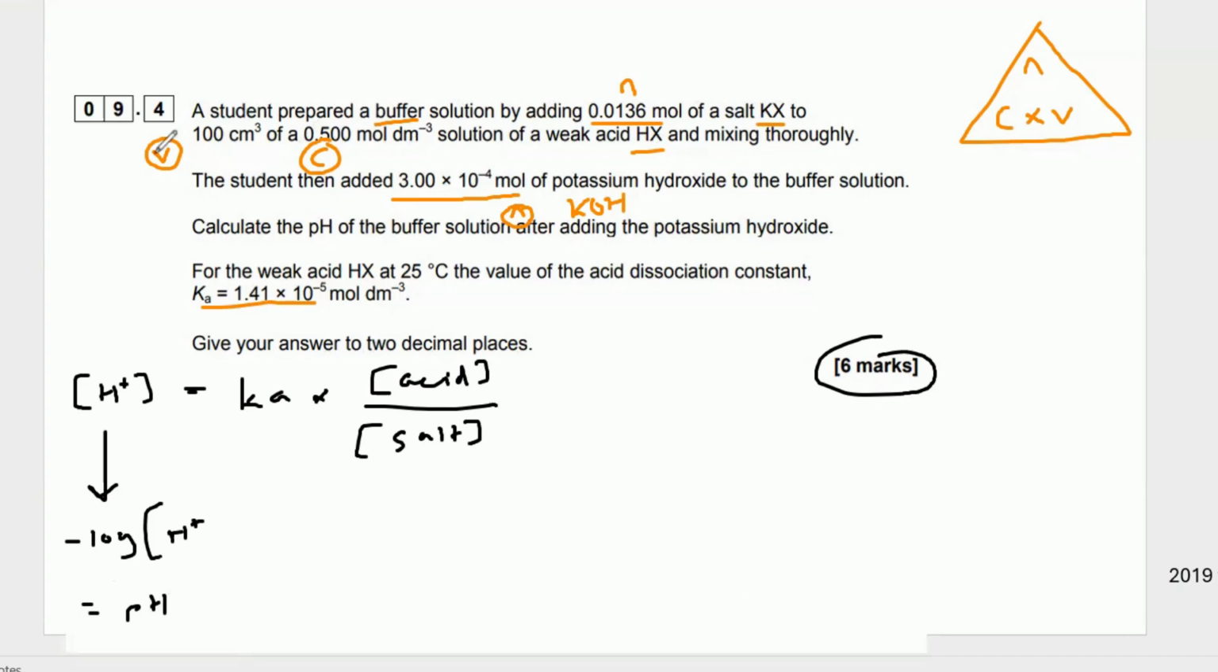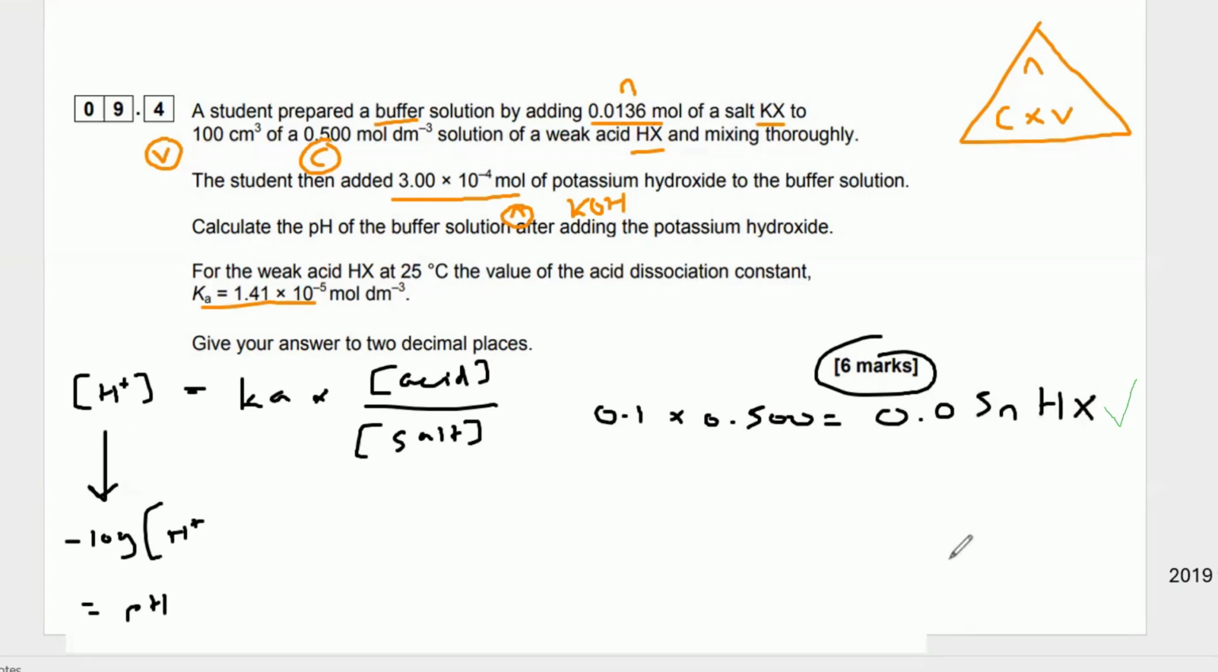So first steps up, I'm going to work out my concentration of acid. So for the acid concentration, I'm going to do 100 centimeters, which is the volume, times the concentration. Don't forget to change the centimeters into decimeters. So I'm going to do 0.1 times 0.500. And this is going to give me 0.05, and that is my moles, which I use N for, of HX, my weak acid. So I have 0.05 moles of that.